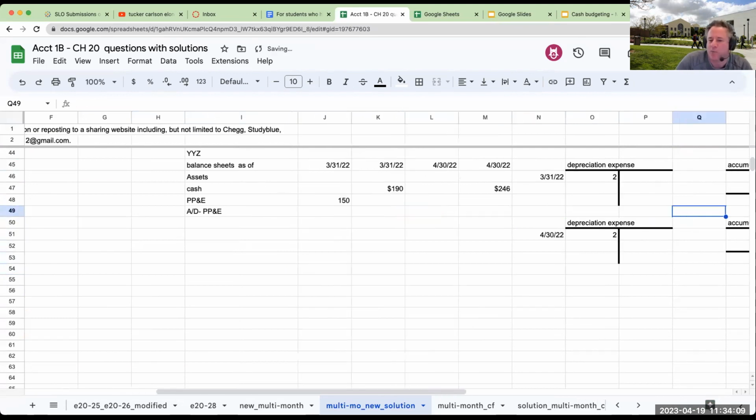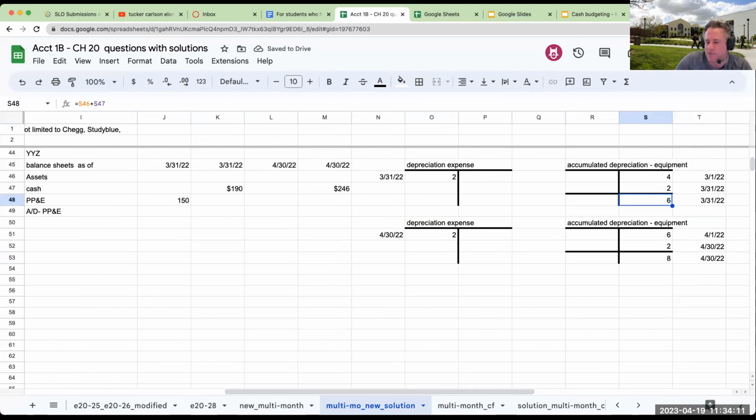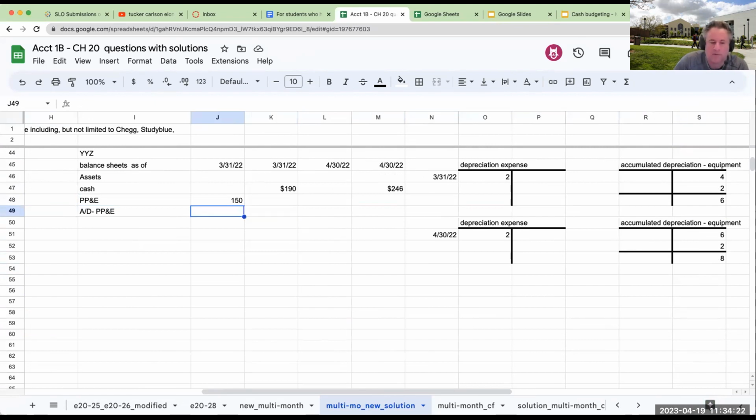is going to be how much? This is where the chart comes in. It was 4 at the beginning, or as of 2/28/22. I added 2,000 of depreciation expense. My ending balance is 6. So over here, this is going to be minus 6,000. This is going to give me property, plant, and equipment net of 144.